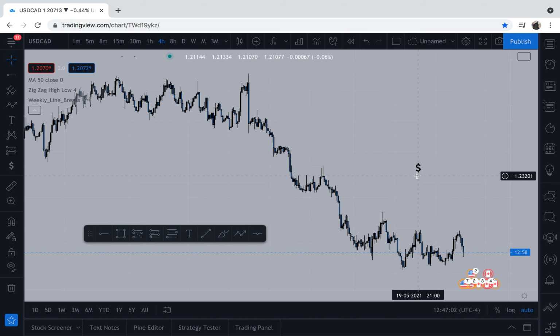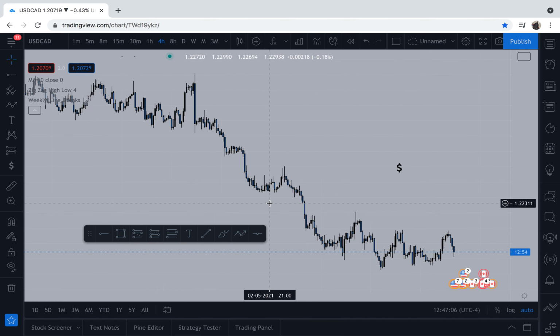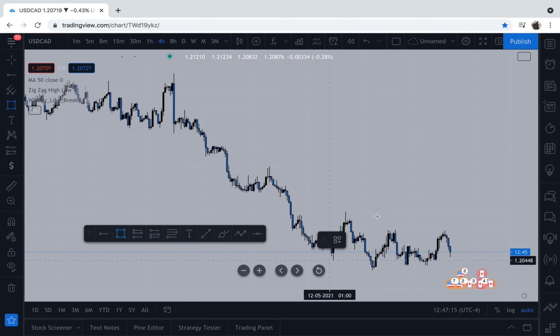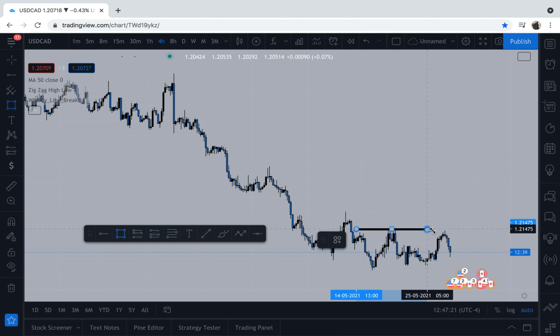So we're on the UCAD. I don't trade UCAD. I just pulled it up because I've seen different forms of liquidity right off the bat here. As you can see, we're live right here on a 4-hour chart. This looks like a really good setup. I see liquidity here, and I also see liquidity here.